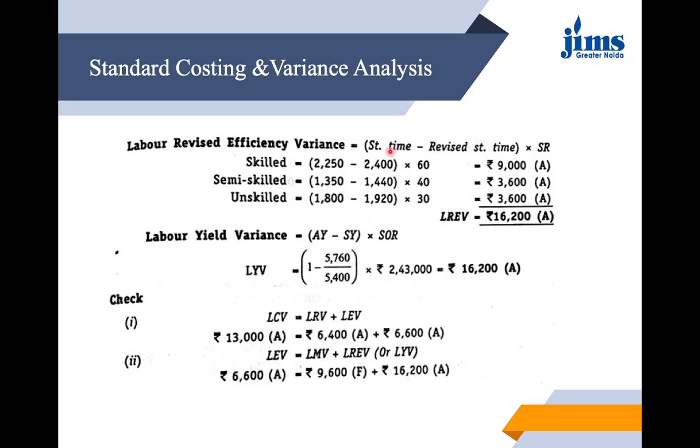Then labor revised efficiency variance, standard time minus the revised standard time into the standard rate. Revised standard time we have just calculated, we have used that, and we are able to see that there is a labor revised efficiency variance of 16,200 adverse. Then labor yield variance is actual yield minus the standard yield into your SOR. Labor yield variance can be calculated, and it is found to be adverse by 16,200. We can keep a check that labor cost variance must be equal to labor rate variance plus labor efficiency variance, which is coming out to be the same. Then labor efficiency variance can be checked with LMV and labor revised efficiency variance, or you can say labor yield variance, which is again coming out to be correct.